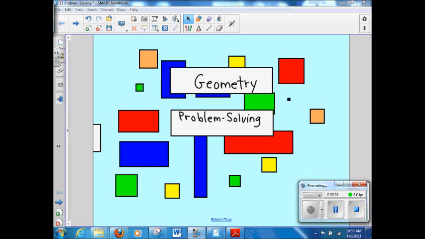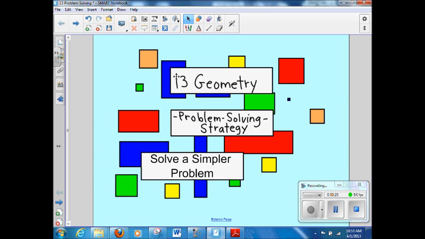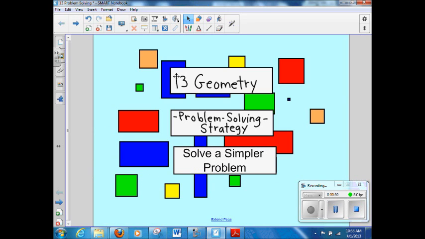This is lesson 13 of geometry, and we are problem solving today, and we are going to be learning a strategy to solve a problem. A strategy is a way to do something, and if there is a way to do something like a recipe, then maybe we'll have better luck at our problem solving. And our strategy today is to solve a simpler problem.